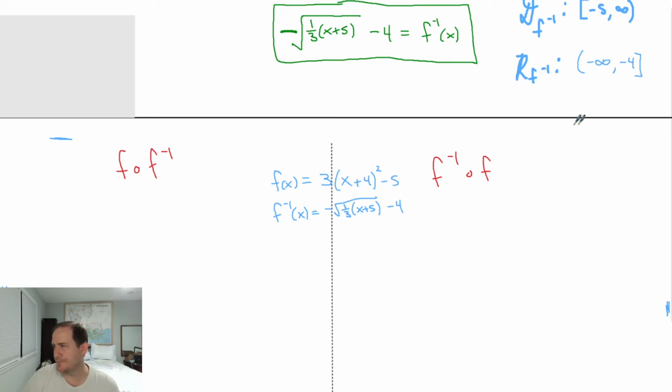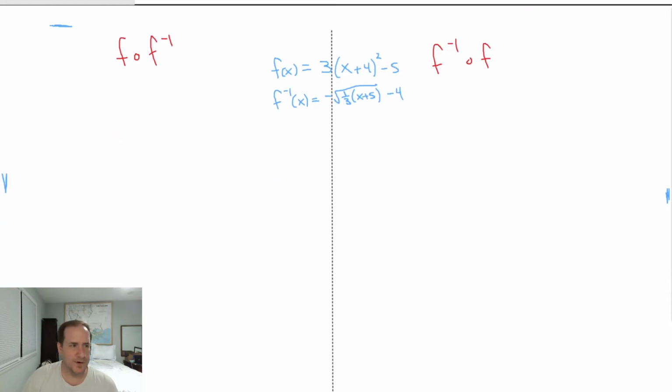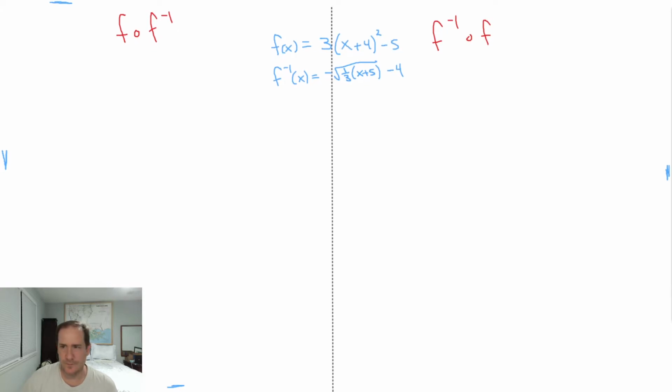So over here, we're plugging the inverse function into the original. So it's going to be 3 times bracket, plus 4 squared minus 5. And then we're trying to plug this whole radical expression in here. So it'll be negative square root of 1/3 x plus 5, minus 4.